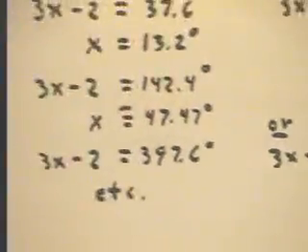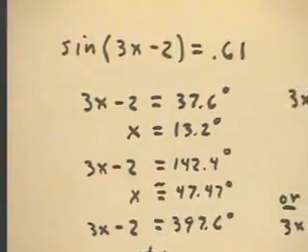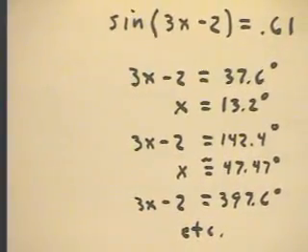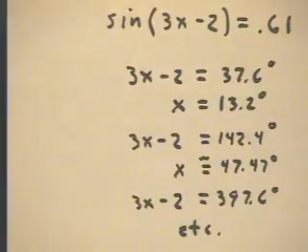Well, that's not all. Let's solve the equation sine of 3x minus 2 equals 0.61.